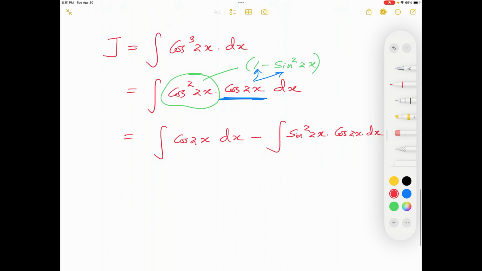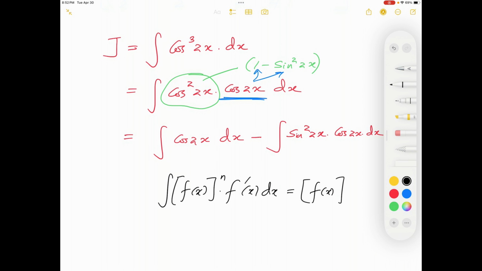Alright, now what? Of course, we can quite easily integrate cosine 2x dx. But how would you integrate sine squared 2x times cosine 2x? We can apply the integration of f of x raised to the nth power times f prime x dx, where f prime x is the first derivative of f of x. In this case, we know this is going to be equal to f of x raised to the n plus first power divided by n plus 1. This theorem is applicable for all the cases except for the case where n is equal to negative 1.